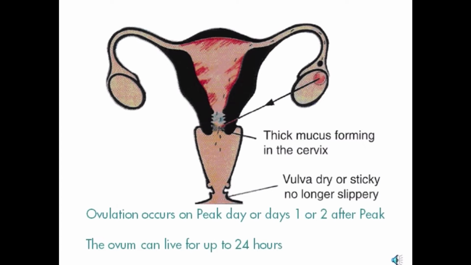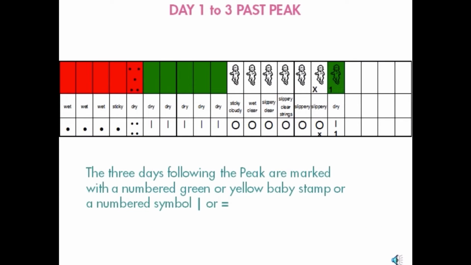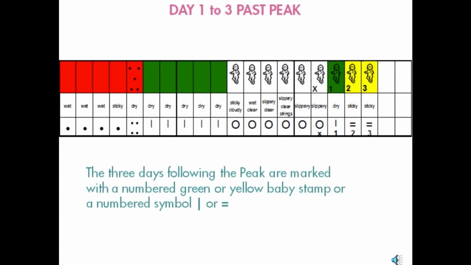Ovulation occurs on the peak day in the majority of cycles, but may be delayed until day 1 or day 2 past the peak. The egg will live for 12 to 24 hours. During these 3 days past the peak, the plug of mucus reforms in the cervix. Sperm may still enter the cervix until the end of the 3rd day. The 3 days past the peak are marked with a numbered green or yellow baby stamp or relevant symbol, depending whether she is dry or has a discharge.